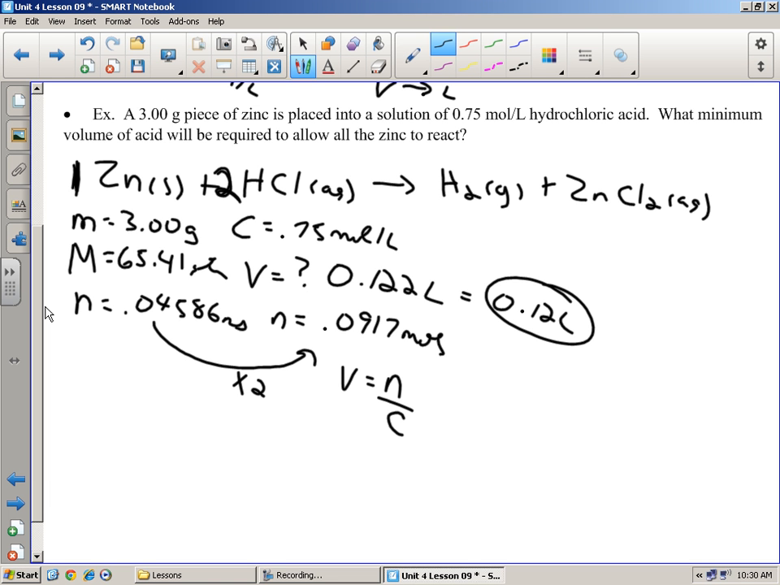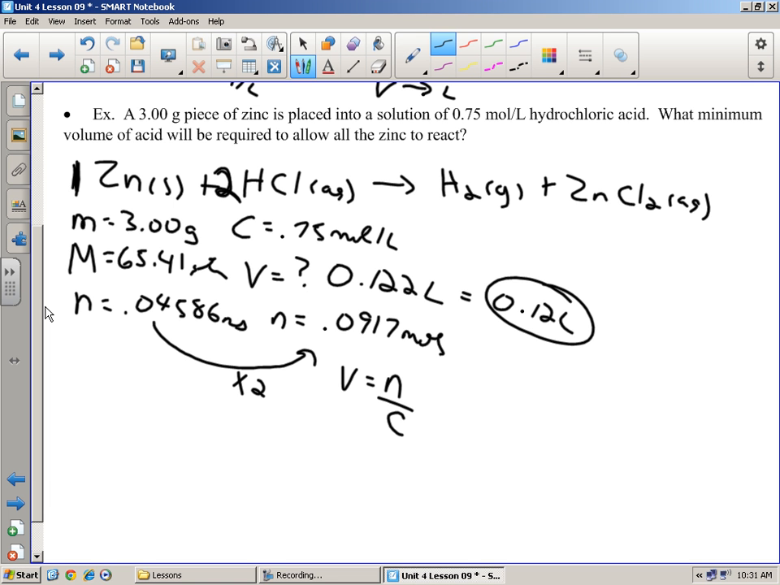I'm basically saying, hey, if I had a 3-gram chunk of zinc, if I put that into this concentration of acid, if I measured out 122 milliliters of that acid of this concentration, this would entirely get used up, this would entirely get used up, and I'd be left with just these two things here, basically entirely products. This is a perfect 1-to-2 relationship. If you looked at this after this reaction was done, there would be no excess reactant left over. There'd be no limiting reactant in this case, because it's working in a perfect 1-to-2 relationship.